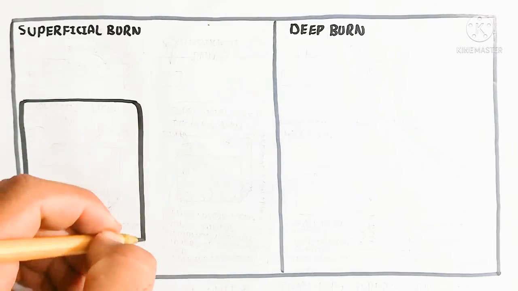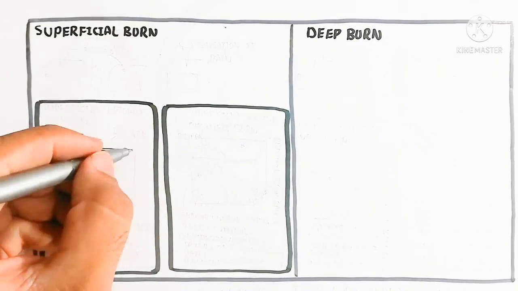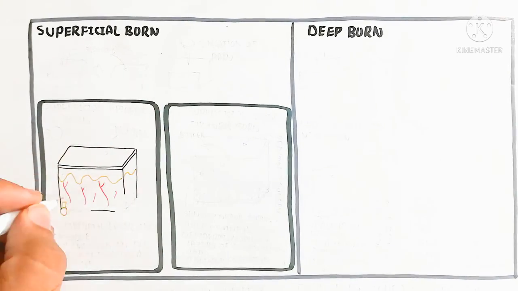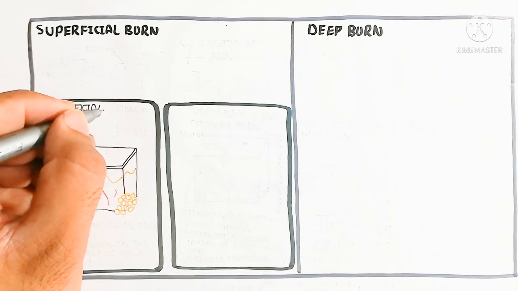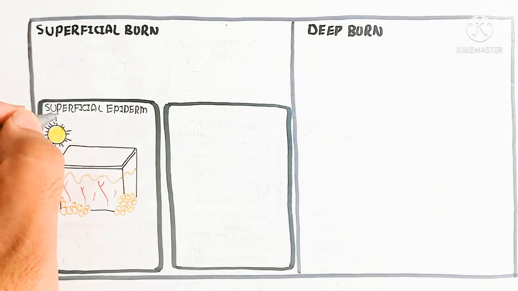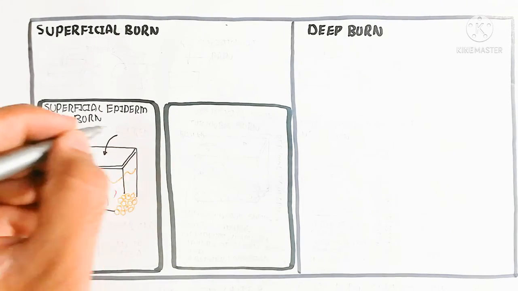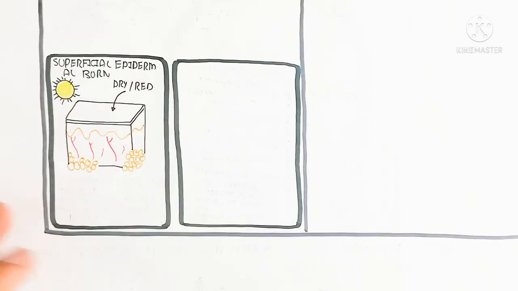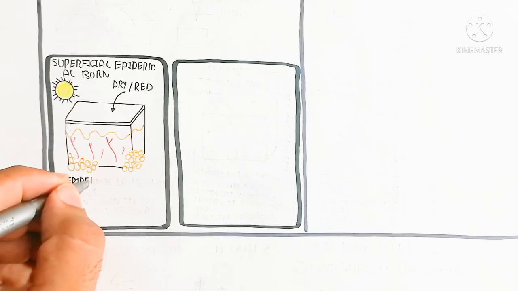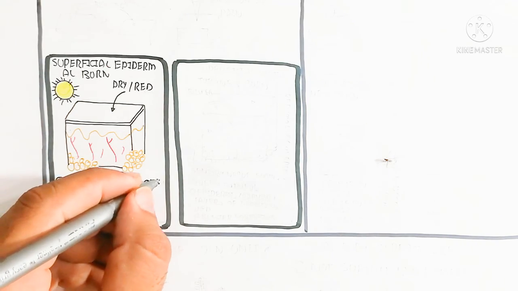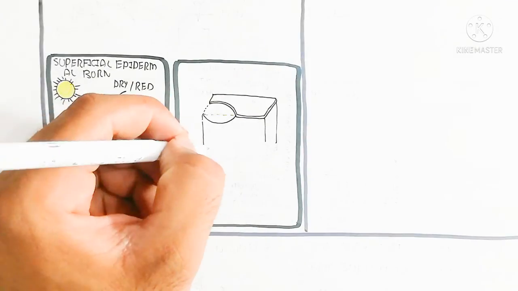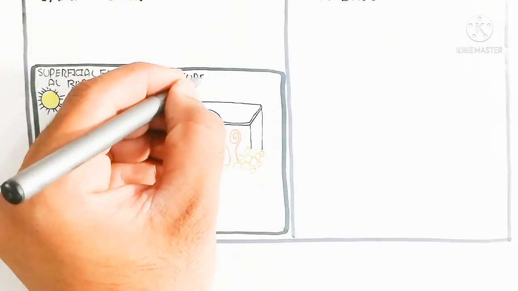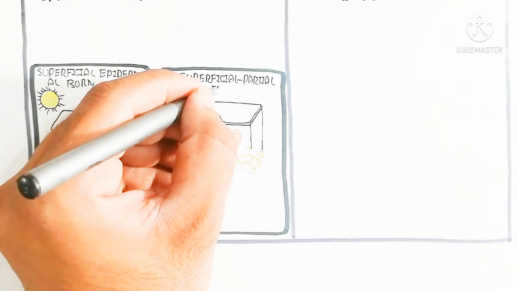So let's begin to understand the classification of burn depth. The superficial burn and deep burn can be classified further. This is superficial burn. First of all, we will understand the superficial epidermal burn. The superficial epidermal burn is due to sunburn, sunlight burn, in which the skin will be burned, dry and red. In this way, only the epidermal layer is involved.